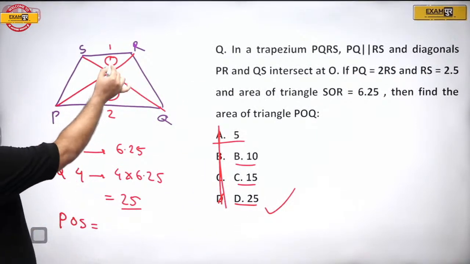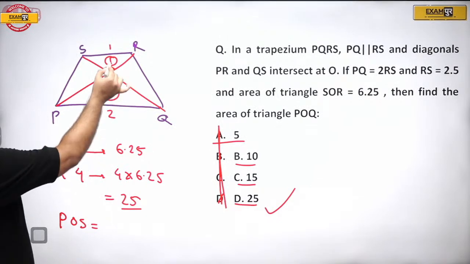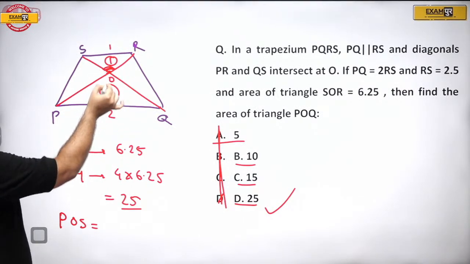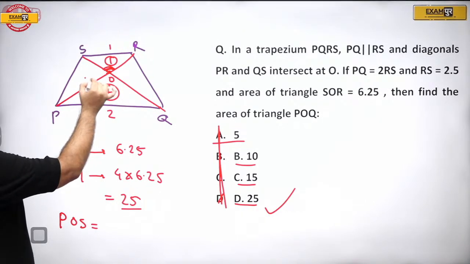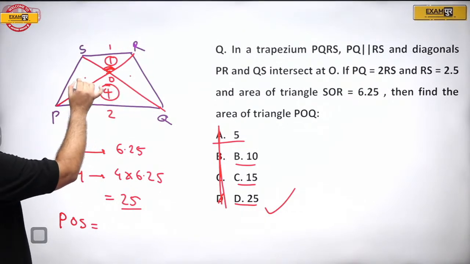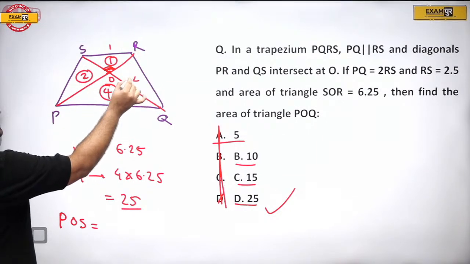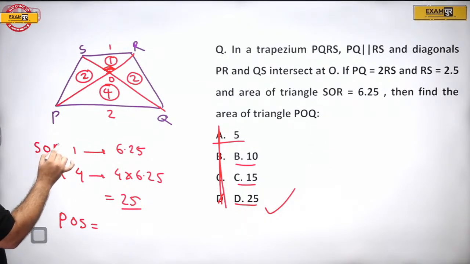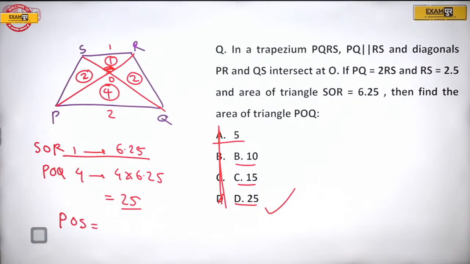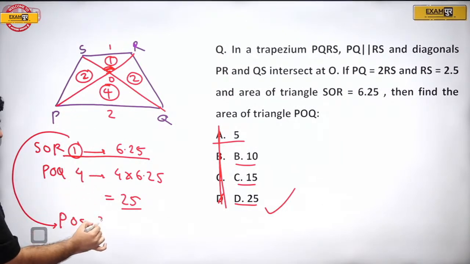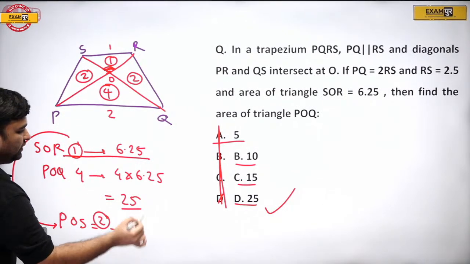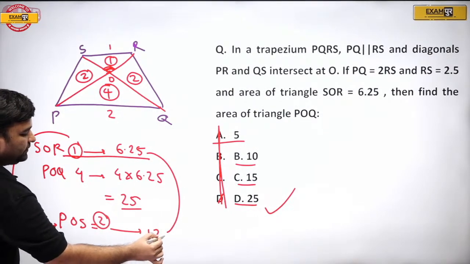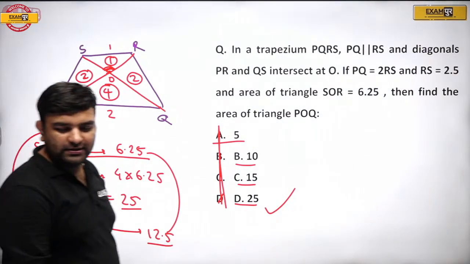If this is 1, this is 4. What is their product? 4. Their product is 4. You have to divide into 2 equal parts such that their product is 4, so 2 each. If SOR is given as 6.25, then POS is 2, which is double of it, 12.5. I would have asked this.